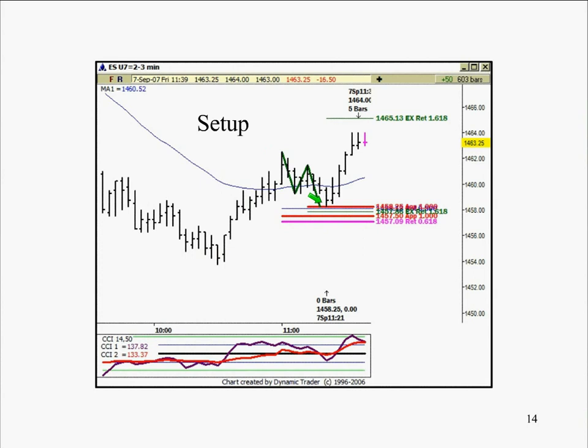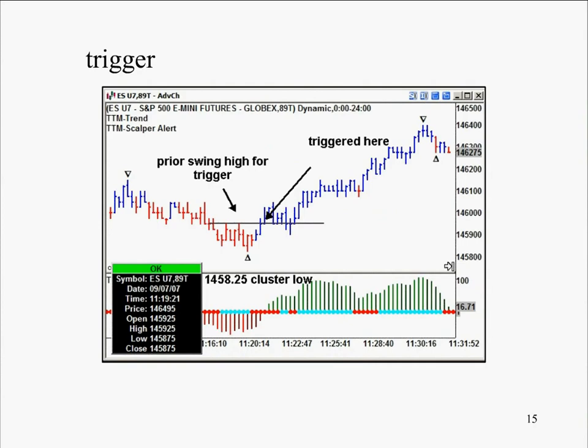Looks like the low is made at 1458 and a quarter. Okay, so here's where the low was made, right in here. Here's the prior swing high, and here's your trigger. As soon as it took out the prior swing high, the bars turned blue, and then again here on the histogram you had to be either flat or above zero, which you were.